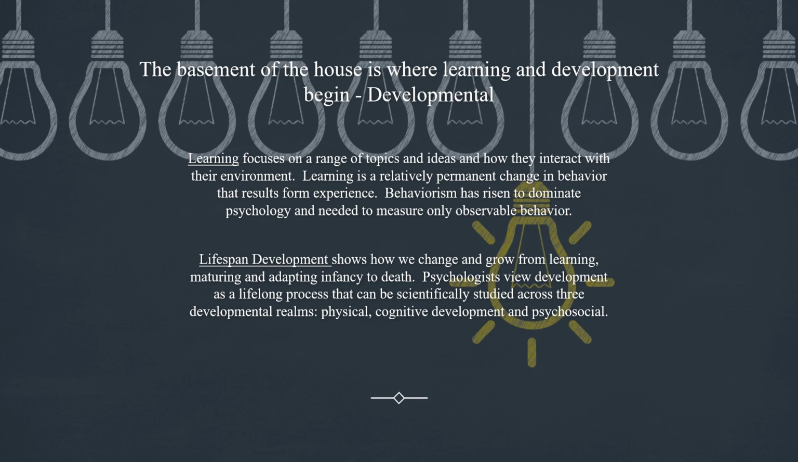Classical conditioning is a learning process in which an association is made between a prior neutral stimulus and a stimulus that originally evokes a response. Operant conditioning is a learning process in which the propensity of a response occurring is increased or decreased due to reinforcement or punishment, and observational learning is a process in which learning occurs through observing and copying others. The lifespan development shows how we change and grow from learning, maturing, and adapting from infancy to death.